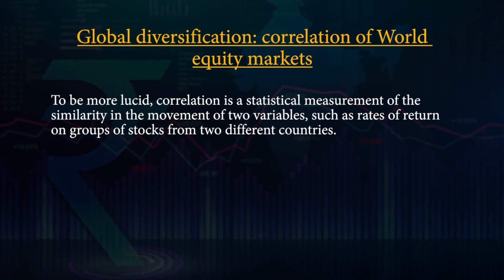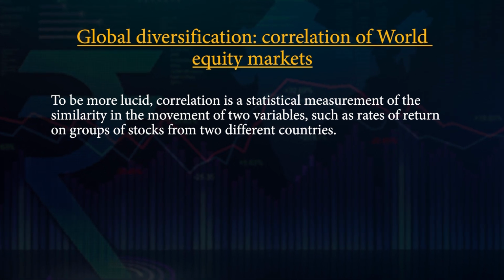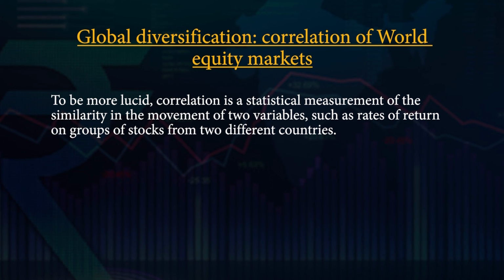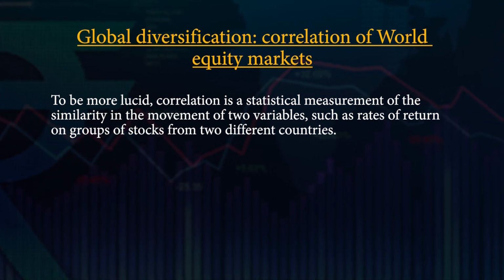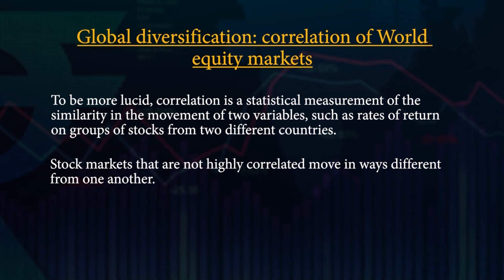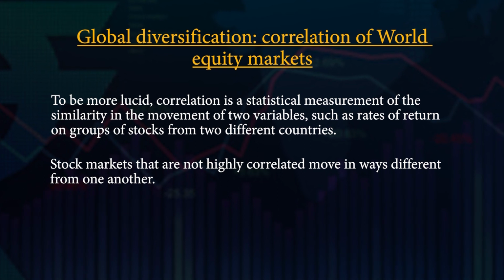Benefits of diversification augur well because the international capital markets are less than perfectly correlated. This means their returns do not increase or decrease in unison, that is, together. So whenever I say that they are not perfectly correlated, it essentially means that their returns do not increase or decrease at the same time. To be more lucid, correlation is a statistical measurement of the similarity in the movement of two variables. Say, let us take any two variables, say the rate of returns on groups of stocks from two different countries. If the stock markets are not very highly correlated, that means they will move in ways which are different from one another.